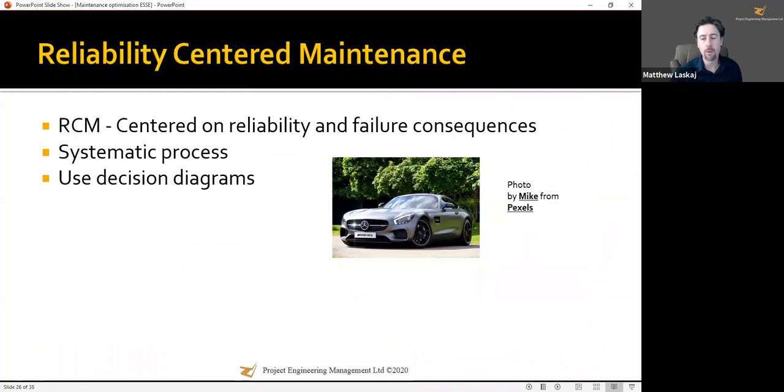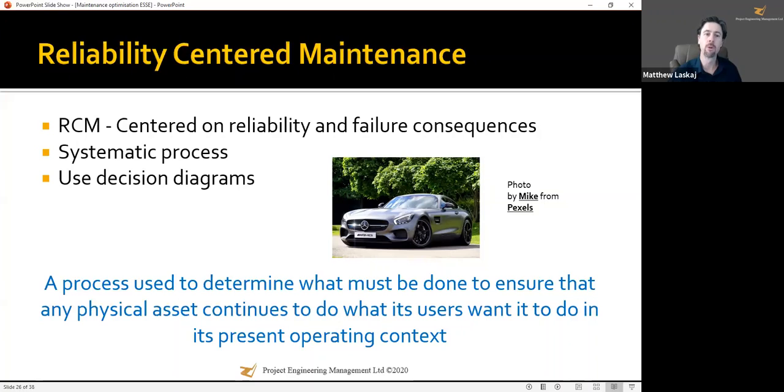So out of that Nolan and Heap study, they actually did a paper on what they found. The name of the paper was Reliability Centered Maintenance. So that's where the term RCM first came into play. It's looking at what the reliability of our equipment is and focusing on the consequence of failure rather than focusing on fixing our equipment. And it's based on a system, a logical flow process diagram.